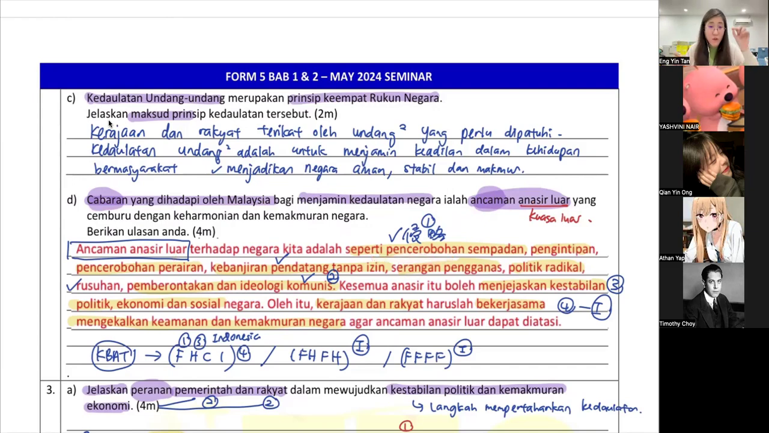So you can see I choose a few examples for you. For me, I will go for pencerobohan sempadan. Attacking, racism, the 30 May issue. If you choose to write rusuhan, then you elaborate. Then in the huraian, you say that all this causes our country to be unstable, menjejaskan kestabilan politik, ekonomi, sosial. That's why you choose any point from your number one answer here. I bracketed them for you already, seperti all this. You choose.